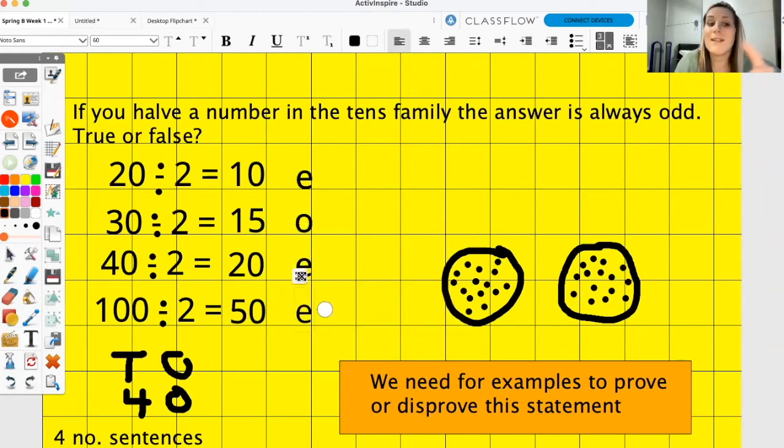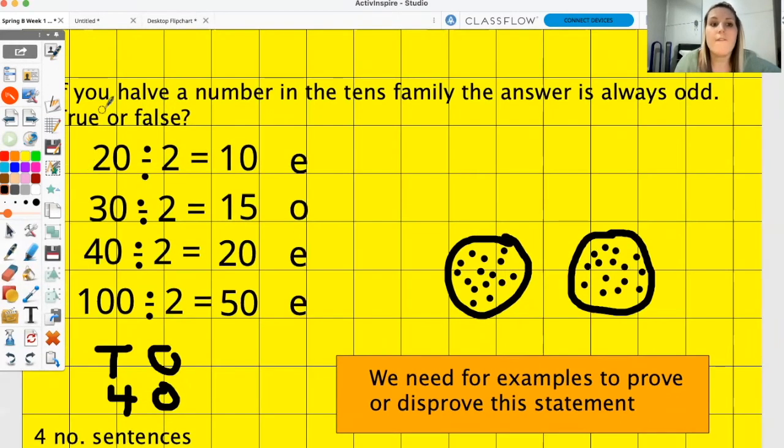So let's look at the statement again. If you halve a number in the tens family, the answer is always odd. Well, is my answer always odd? No. So this statement is false.